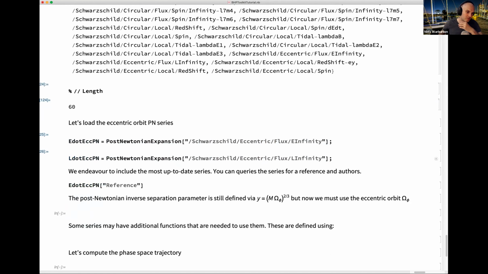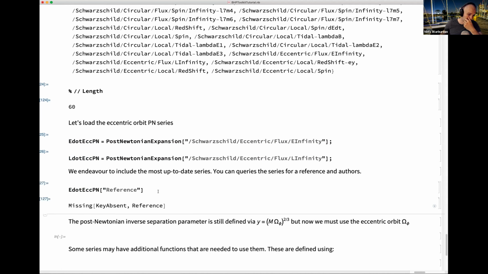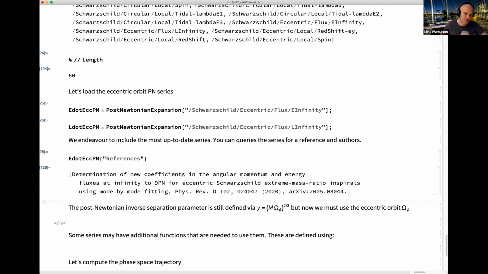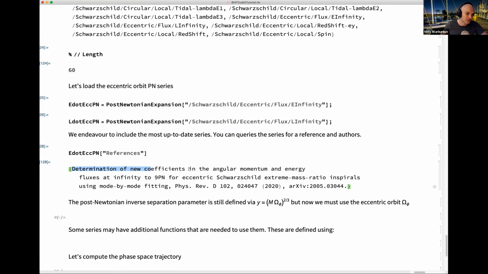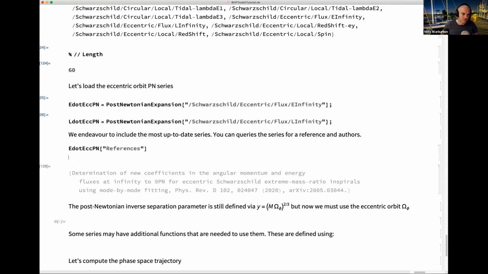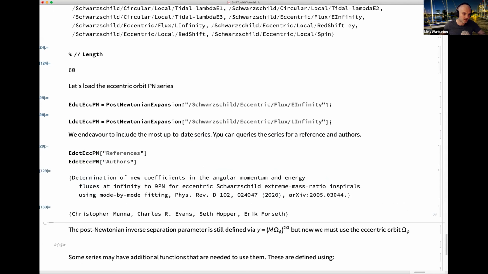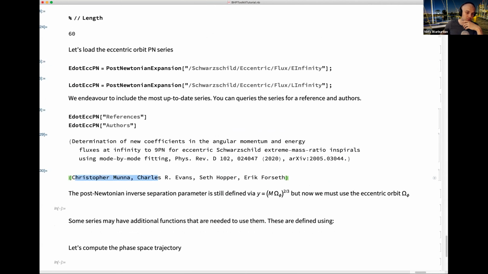If you ask each of these objects for a reference, it'll tell you. References might be more than one, the paper where this most recently came from. So this PN series is quite recent, coming from a paper in 2020, and the authors of that are the Chapel Hill group. And you can see we have a PN series up to 9PN.